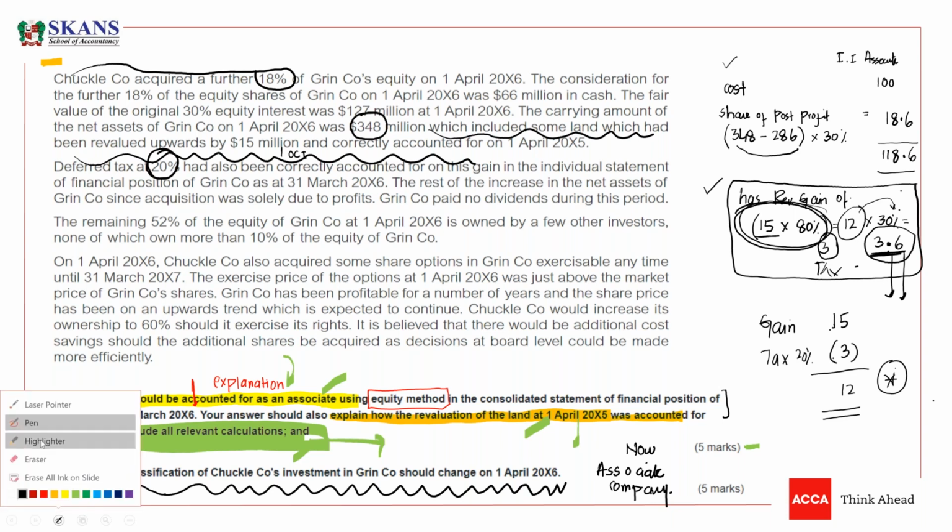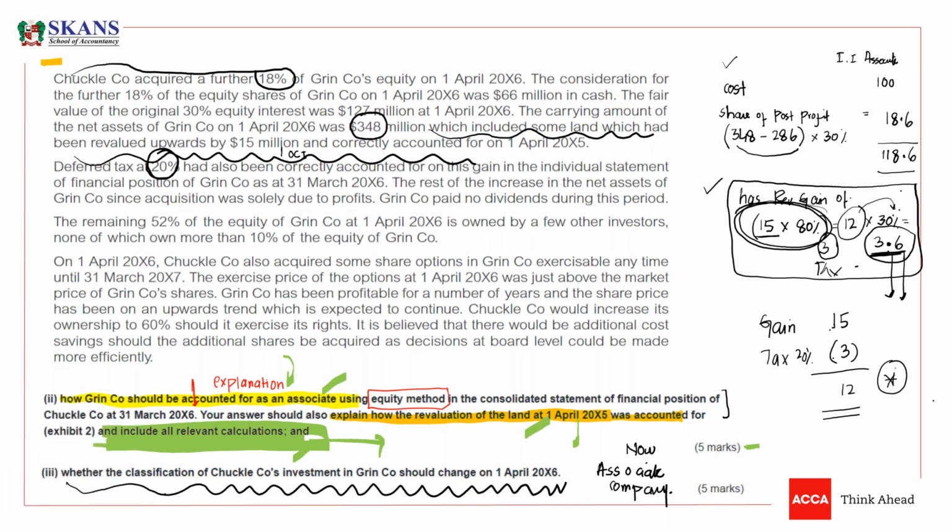Listen carefully. So we still have 48%. What do you think, guys? Do we have control at 48%? We had a 30% shareholding previously. Now we have acquired another 18%, and the percentage of holding is 48%. So do we have control over Green company or not?